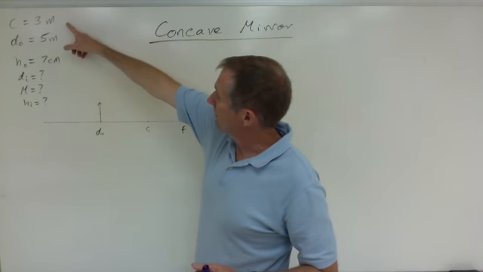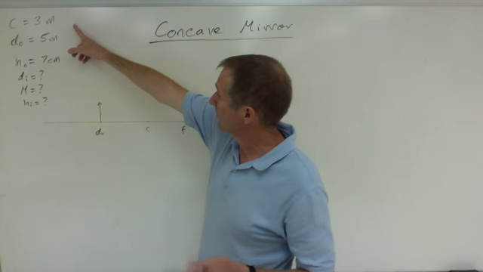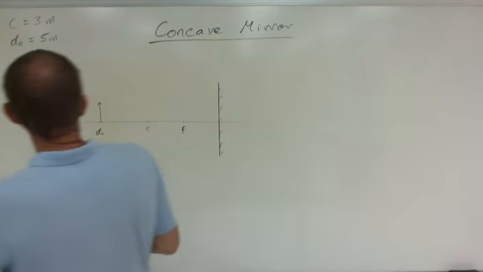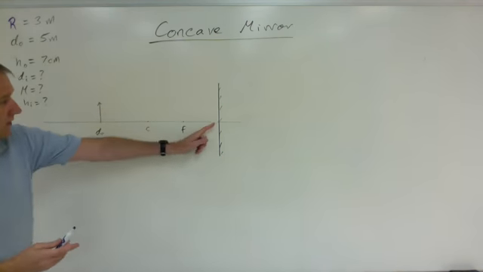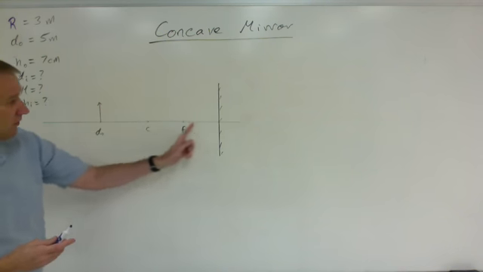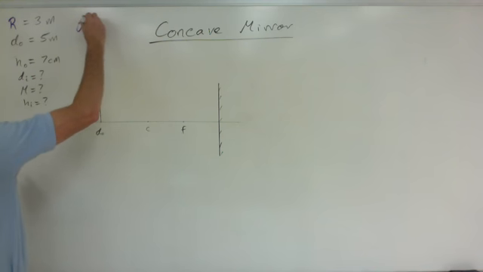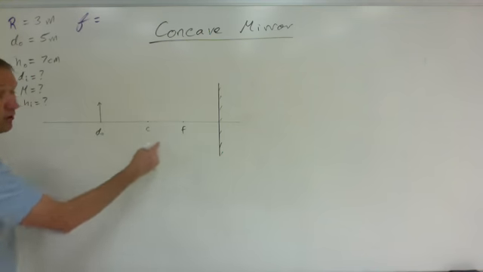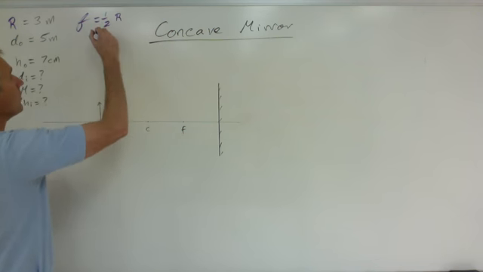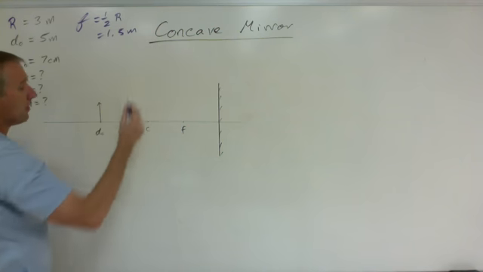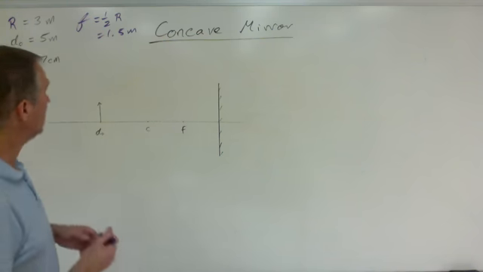The problem's given the mirror, which again is part of a sphere, so it has a center radius of 3 meters. I should have put an R. Our radius is 3 meters, and the radius goes from the center of the sphere out to the mirror. That's 3 meters. And remember that the focal length, which goes from the mirror out to the focal point, is half of the radius, and so that's going to be at 1.5 meters. And I've already measured these out for you. I drew these to scale. You don't have to draw them to scale, but I've done that.